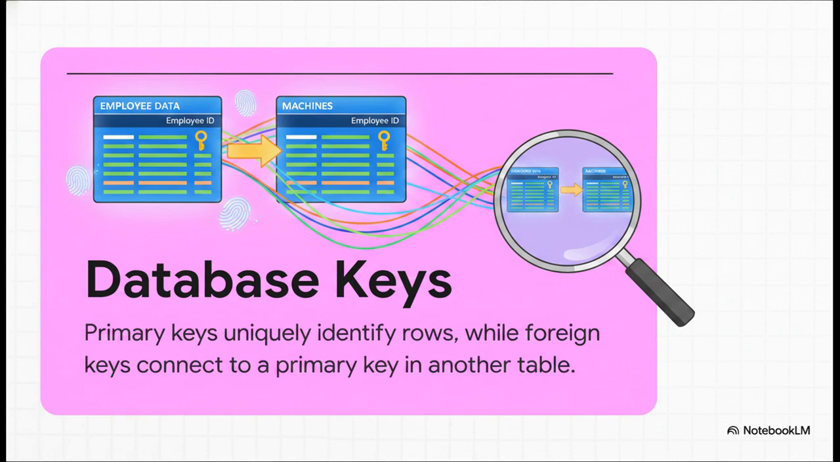Now, a foreign key is simply taking that employee ID and dropping it over into the machines table. Suddenly, you've built a bridge. You can relate those two tables together to see exactly which employee is logged into which machine.